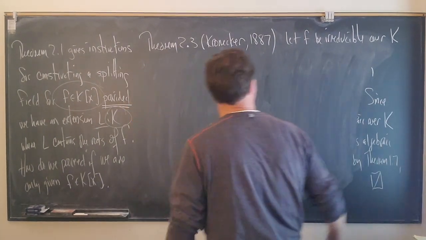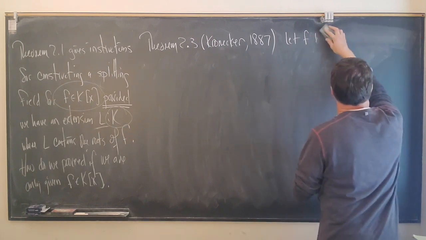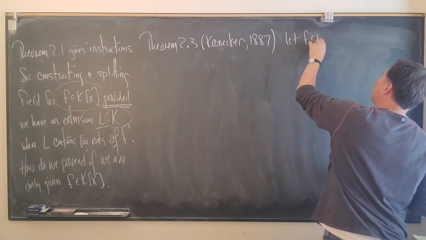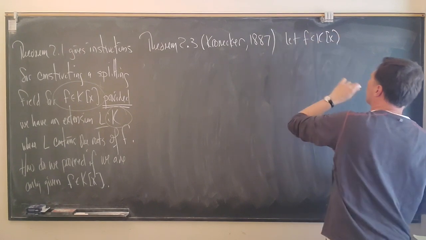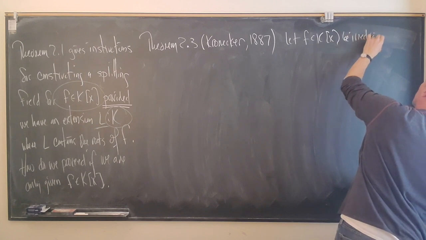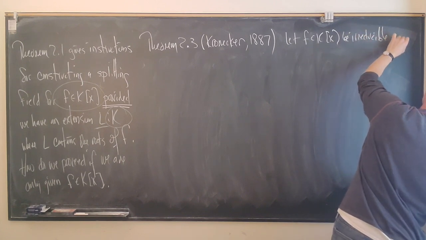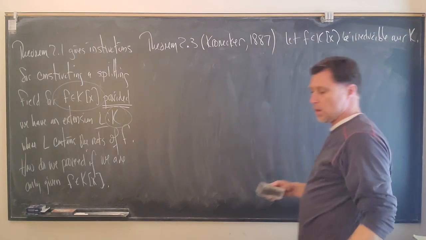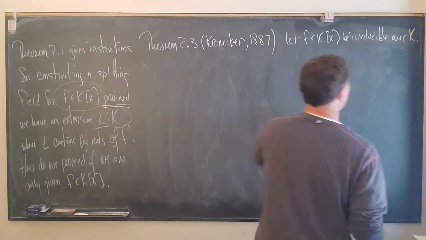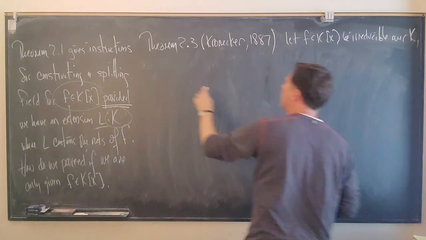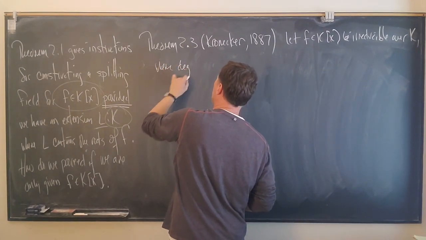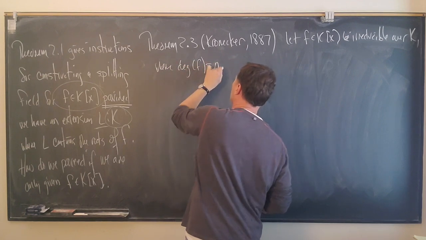And I guess I should have, let's phrase this so that we know who we're talking about. So let f in K[x], so it's got coefficients in the field, be irreducible over K. And let's be specific about what the degree is also. So where the degree of f is equal to n.